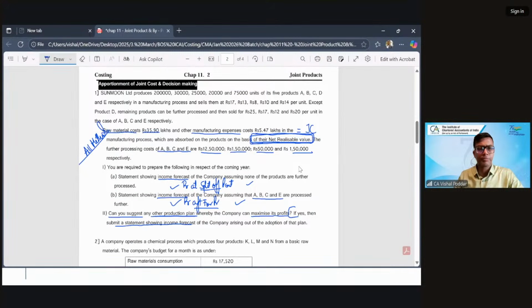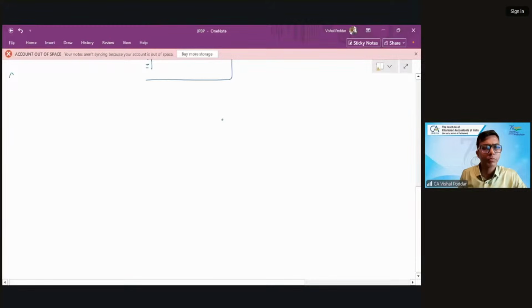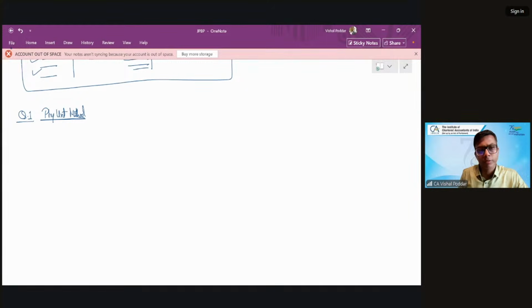So we are solving question 1. Correct? We are first solving this by the physical units method. Now my first working is statement showing joint cost.